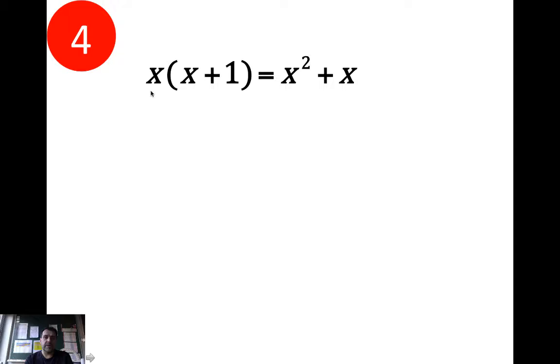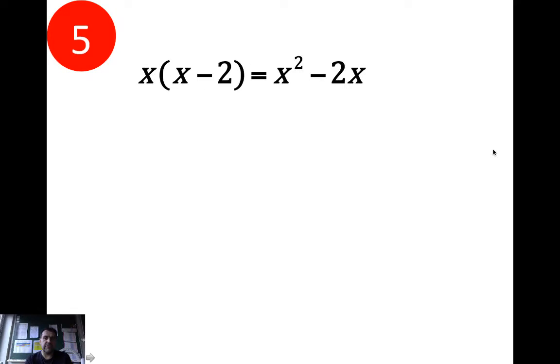Question 4. x times x plus 1. So it's x times everything in the bracket. x times x gives you x squared, and x times 1 gives you x.